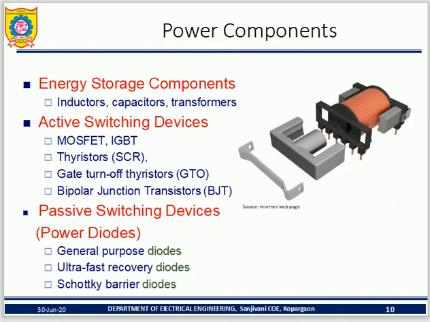Okay, power electronics components. Inductors, capacitors and transformers are the energy storage components. The power semiconductor switches are active switching devices: MOSFET, IGBT, thyristor, gate turn-off thyristor, BJT (bipolar junction transistor) and diodes. Then there is the classification of the diodes, which are classified as power semiconductor devices.